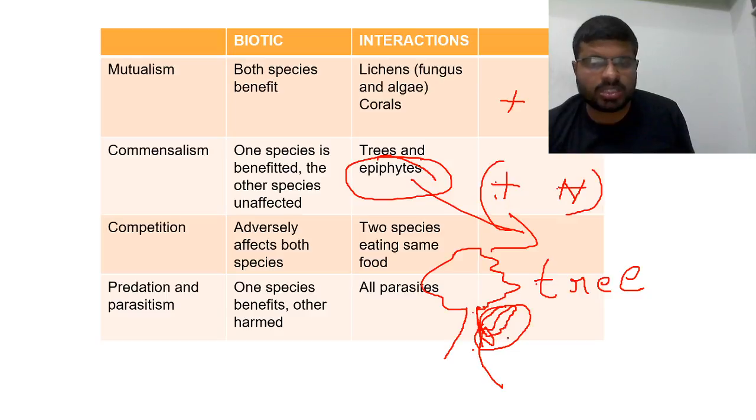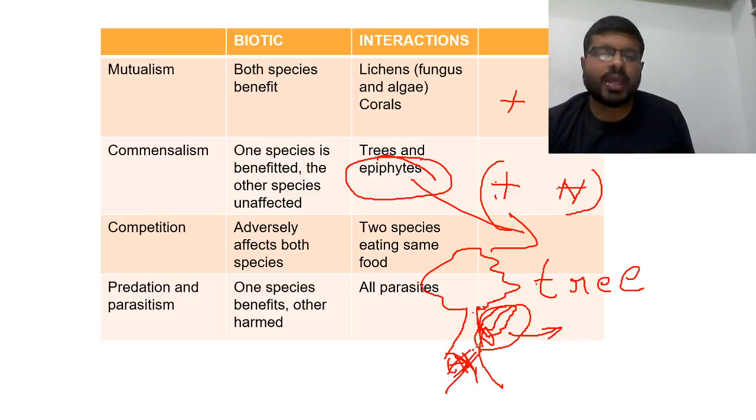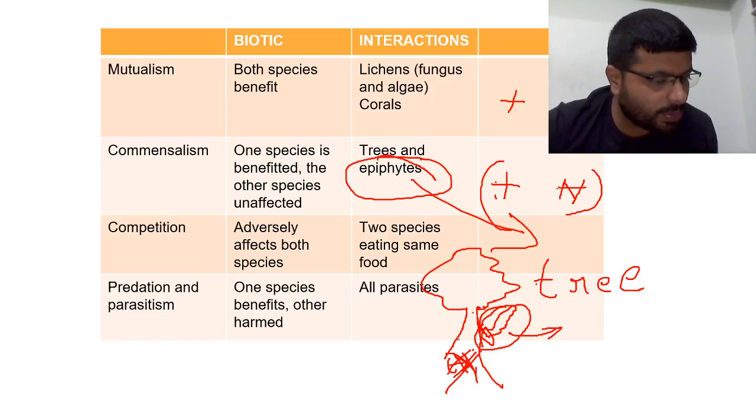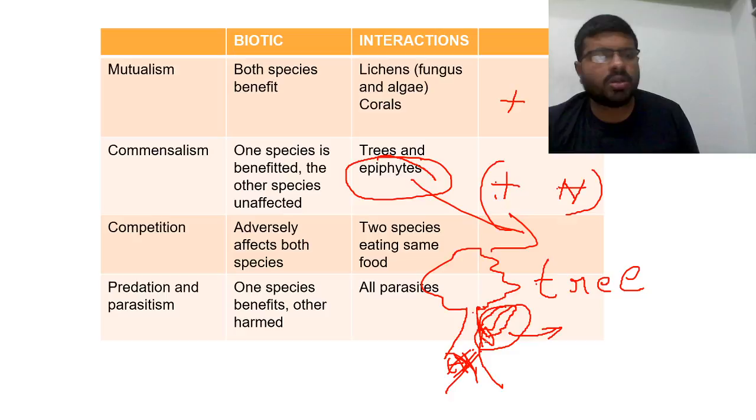This plant is getting all the nutrients and food from the big tree, so it is getting the positive effect. The big tree, because of the resources it has, is able to feed it very easily, and there is no negative effect on it at all. So the trees surviving on other trees are called epiphytes, and they have a positive influence, while the big tree is neutral because it has no negative effect. The one species is benefited, the other unaffected.